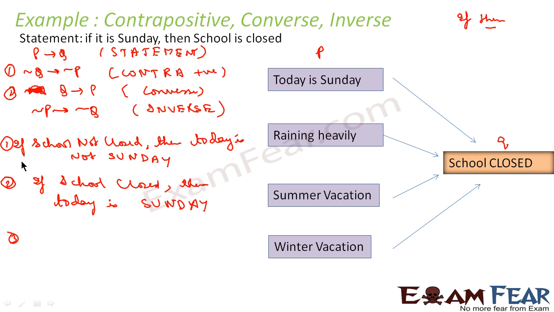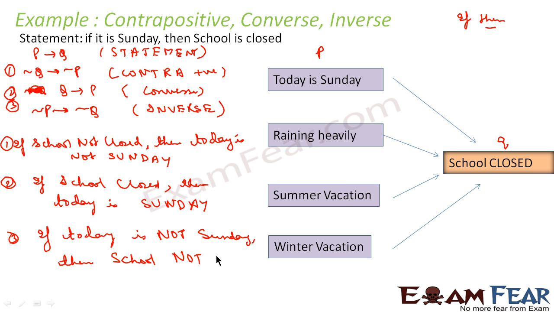Similarly for the inverse, I'll put 3 here. Not of P implies not of Q. So not of P is today is not Sunday. So that is: if today is not Sunday, this is not of P implies not of Q, that is school not closed, then school not closed. So what we have seen here, we just need to remember these formulas.